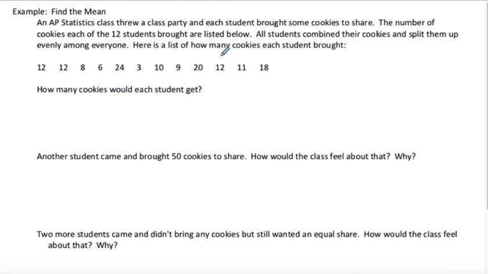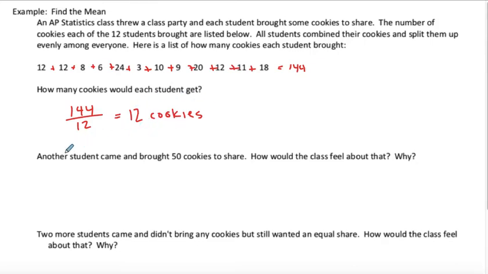All the students combined their cookies and then split them up evenly among everyone. Here is a list of how many cookies each student brought. So how many cookies would each individual student get? So we would take the total number. So we're going to take the 144 by finding 12 plus 12 plus 8, add these all up. And I did this on my calculator and found 144. And then divided among the 12 students, and we would get 12 cookies each. So each student's going to get 12 cookies. That is a lot of cookies.